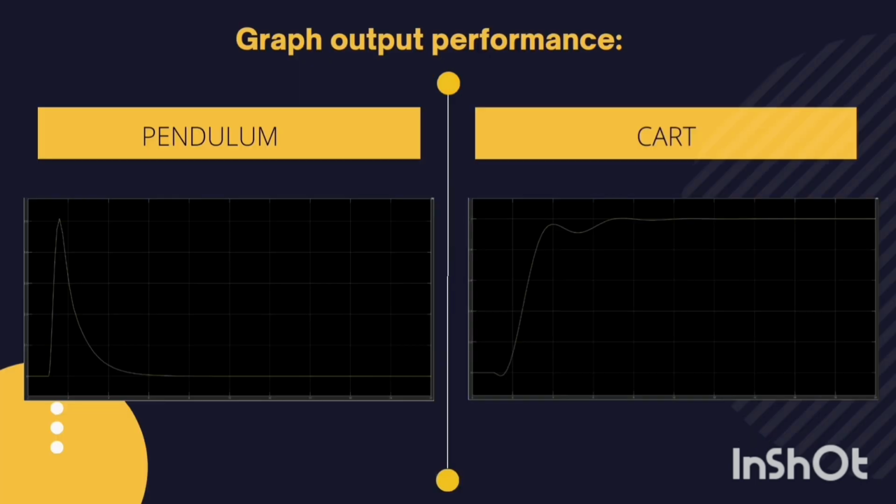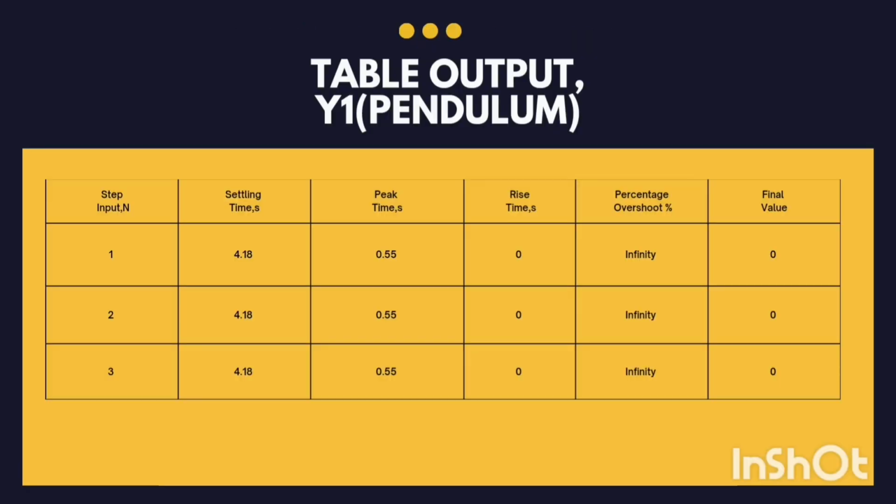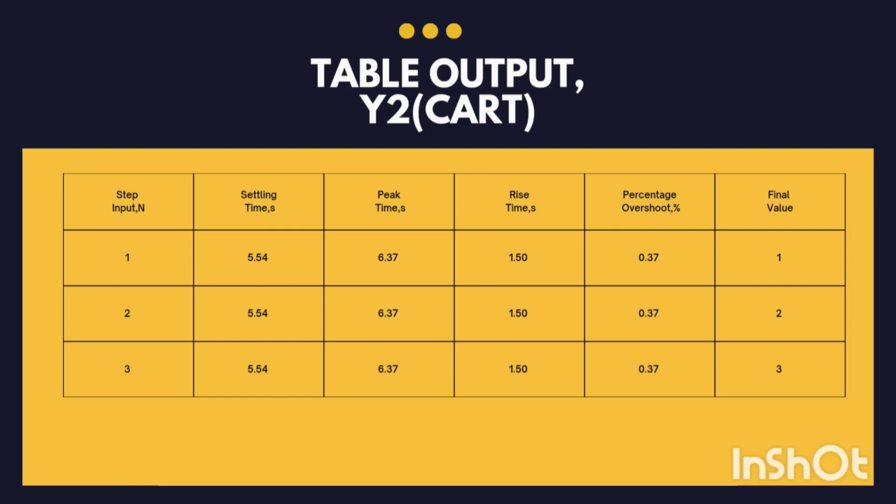We are able to obtain the output of the graph performance consequently for both pendulum and card by using the MATLAB auto tuning. Based on the graph shown, we will be capable of observing the table of output as the step input, settling time, peak time, rise time, percentage overshoot, and also final value.